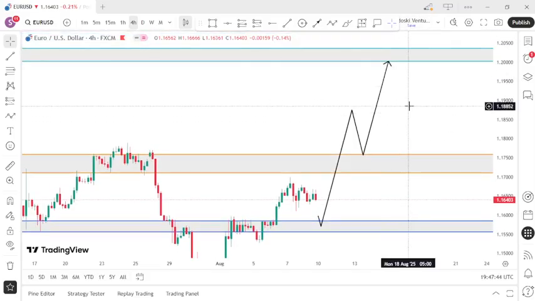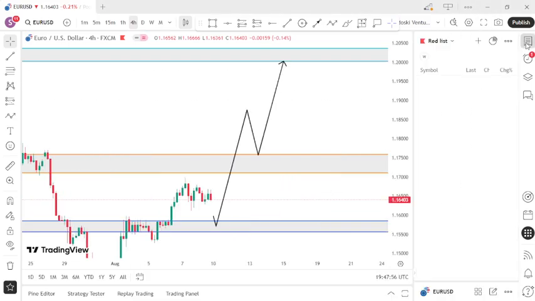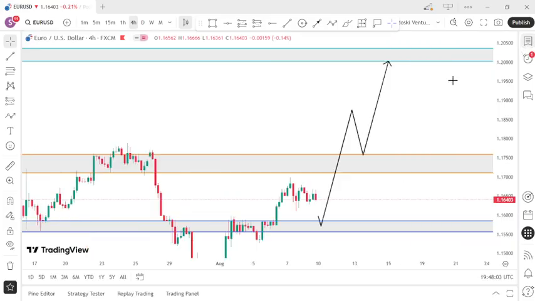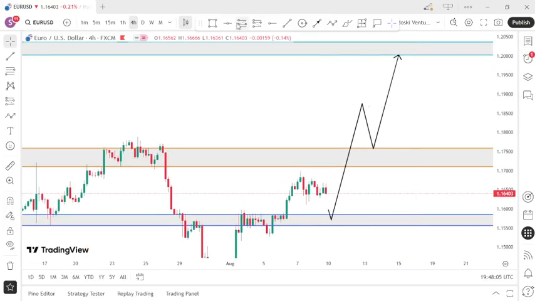We buy on a candle confirmation. So that's it on today's Euro USD. And let's look at the last pair on the list. Okay, Euro USD is actually the last pair on the list.